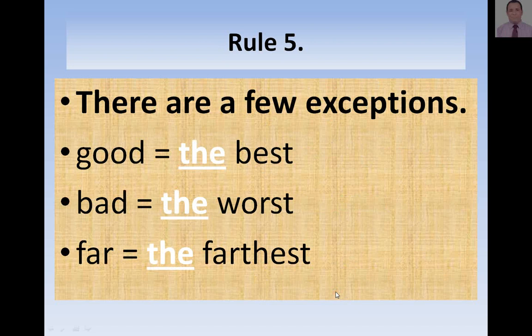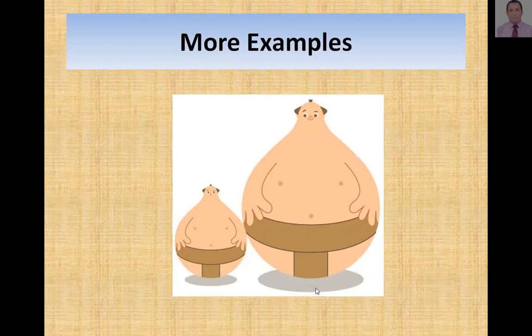Finally, in the rules we have here also exceptions. The same, good, bad, far. In comparative we said good should be better than, bad worse than, far farther than. In superlative, good changes to be the best, bad changes to be the worst, or far changes to be the farthest, and so on. Now we have more examples.